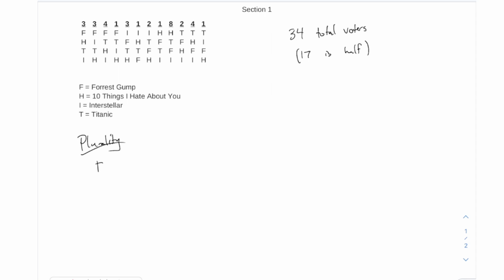Anyway, the easiest one is going to be the plurality. Remember, that's the one where you only consider the first place rankings, and you just count up how many each of these gets. How many times do they appear in the first position? All right, so for the F, which is Forrest Gump, how many times does the F appear in the top position? That would be these four times, right? Just the first four columns, F is on top. How many votes exactly is that? Well, if I were to write it out, it's 3 and 3 and 4 and 1, right?